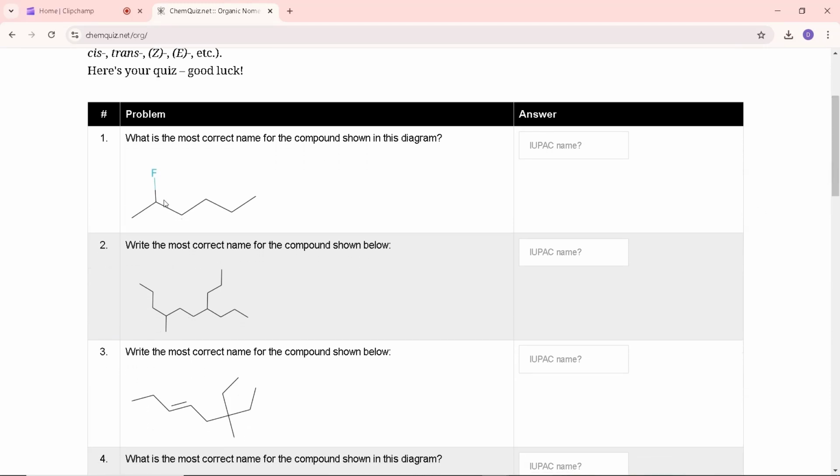So these are very similar to what we just did. They're probably going to be slightly more difficult, but by following all of the rules that we just covered, you should have a really good understanding of how to name these compounds.